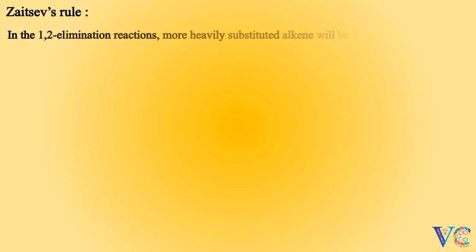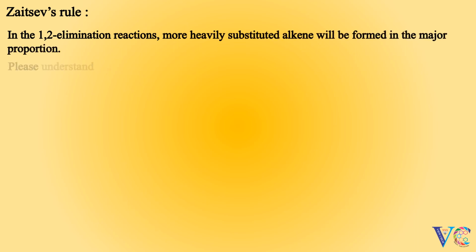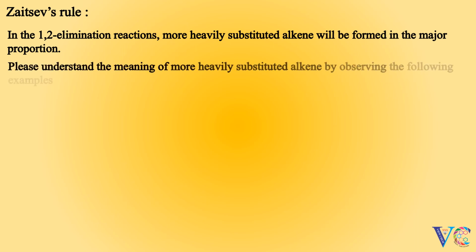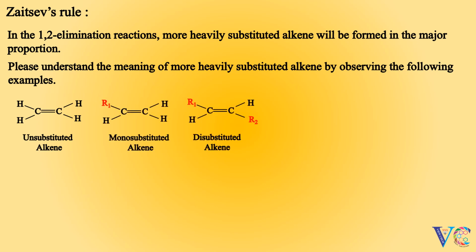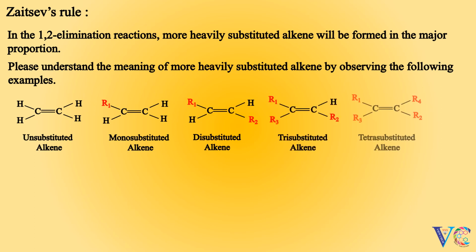Zaitsev's rule. In the 1,2-elimination reactions, more heavily substituted alkene will be formed in the major proportion. Please understand the meaning of more heavily substituted alkene by observing the following examples. Unsubstituted alkene, monosubstituted alkene, disubstituted alkene, trisubstituted alkene, tetrasubstituted alkene.